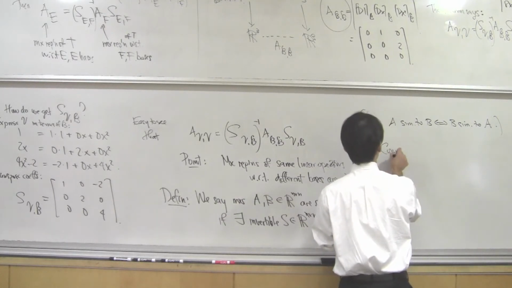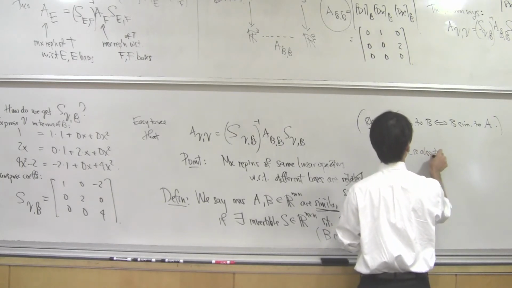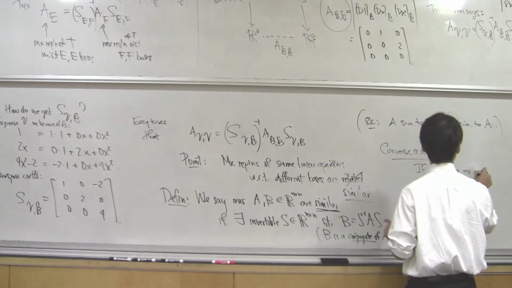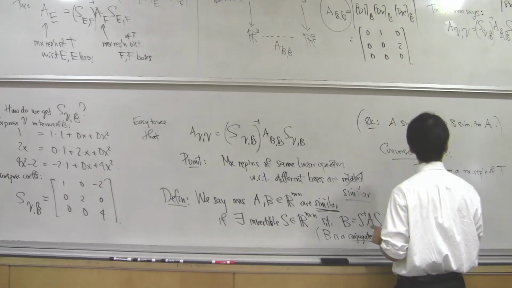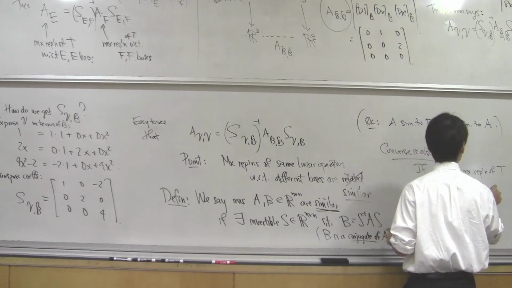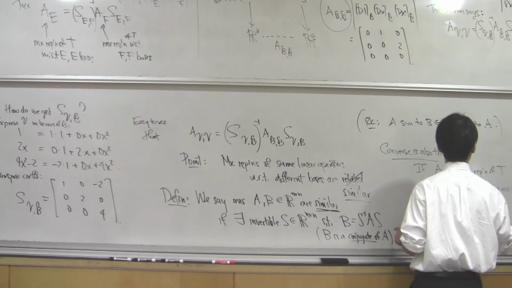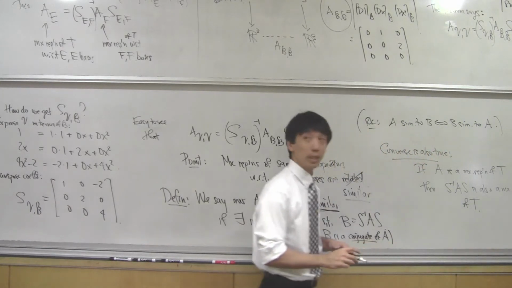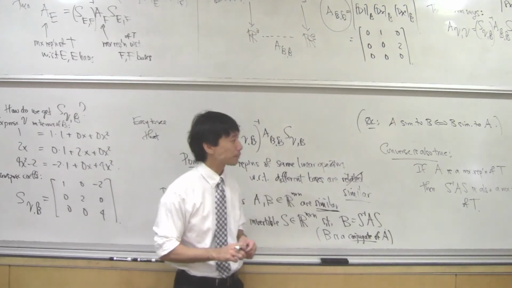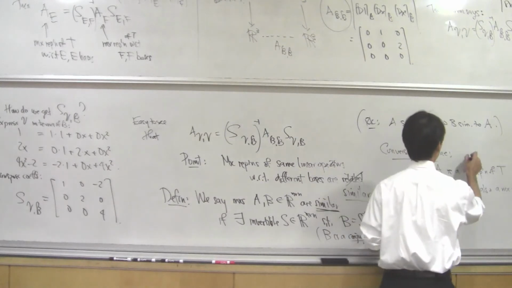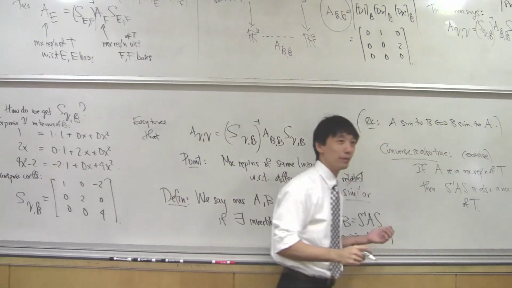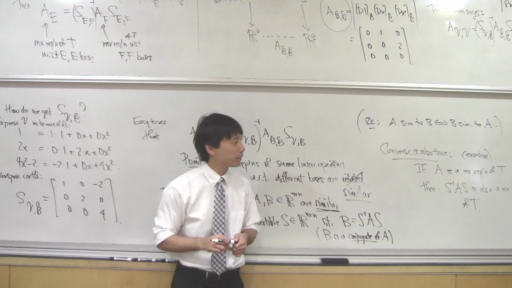There's also a converse statement, which is also true. If A is a matrix representation of T, then S inverse A S is also a matrix representation of T. I'm going to leave that as an exercise. You might want to think about it.